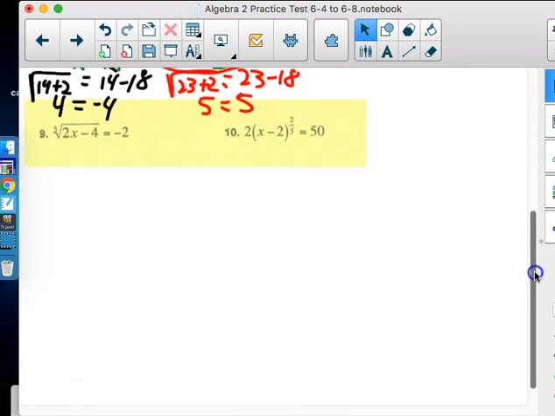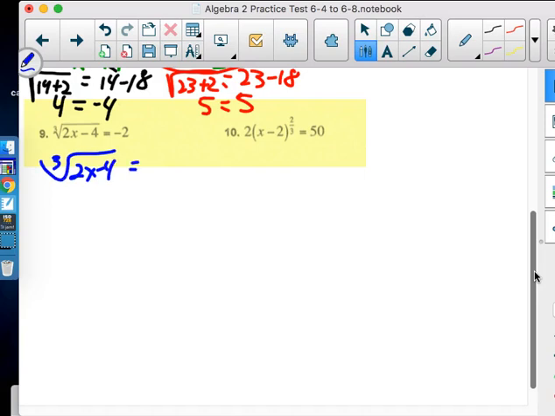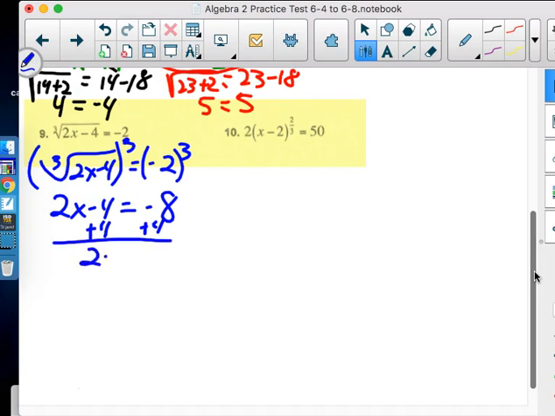Alrighty. 9 is definitely a different problem. What do you suppose we should do there? Cube them both. Yeah, raise them both to the 3rd power. I'm going to leave that so when we go to check later we can see it. Well, it's nice on the left. It's going to be 2x minus 4. -2 times -2 times -2 is -8. Next step. Add 4. So 2x equals -4. Then divide by 2.